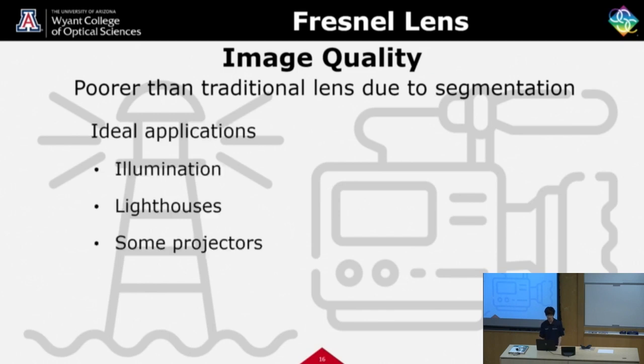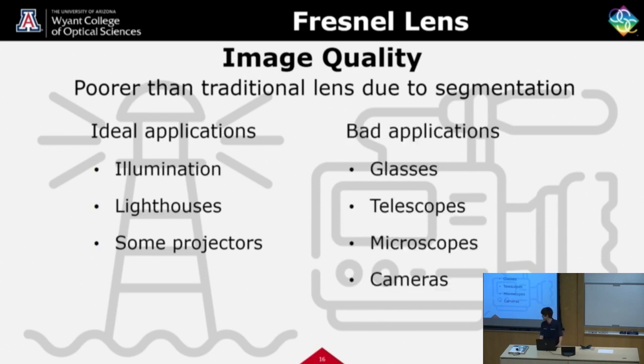And so the ideal applications of a Fresnel lens would be with illumination, where you don't necessarily care about an image, you're just trying to direct light onto something to make it easier to see. The same thing with lighthouses: you don't care about seeing the actual light source, you just want to be able to see light at very far distances. And also some projectors will use a Fresnel lens simply because they are cheaper to produce.